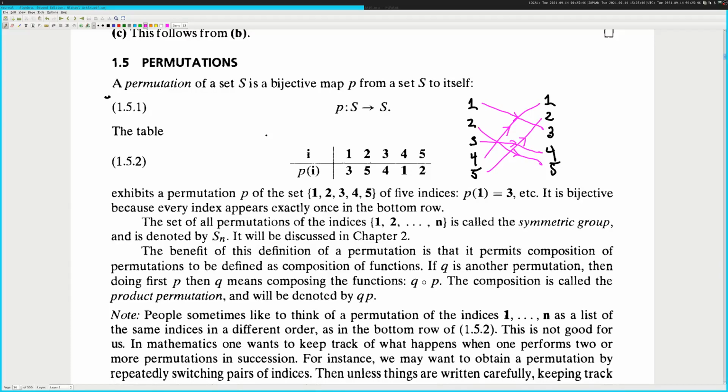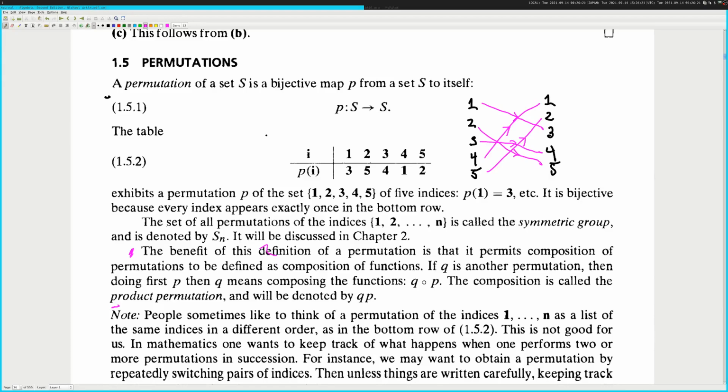Symmetric group. Alright. The benefit of this definition of a permutation is that it permits composition of permutations to be defined as composition of functions. If Q is another permutation, then doing first P then Q means composing the functions, Q of P. This composition is called the product permutation and will be denoted by QP.